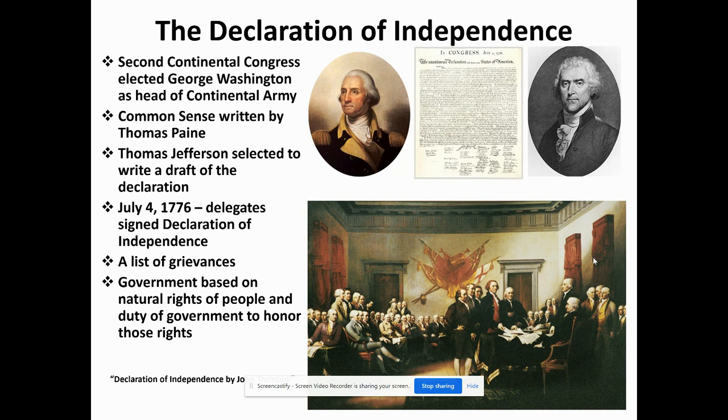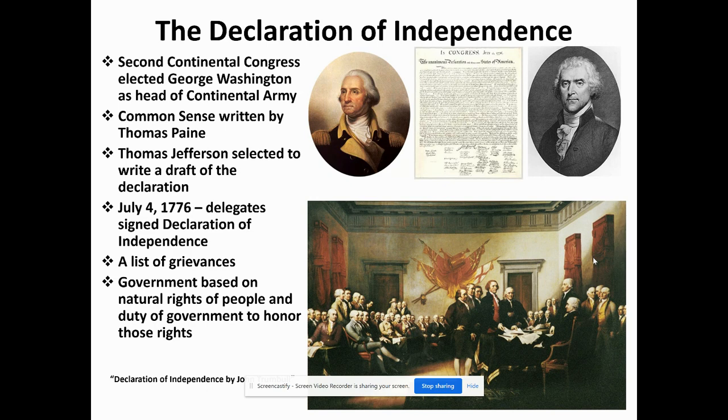It's telling them all the things that we tried to do that you refused to help with. You wouldn't help us. You wouldn't communicate with us. You wouldn't allow us to have representation or a voice in our government. And so we are going to tell you that because of these grievances, the next step for us is independence. And that's what the Declaration of Independence is doing.